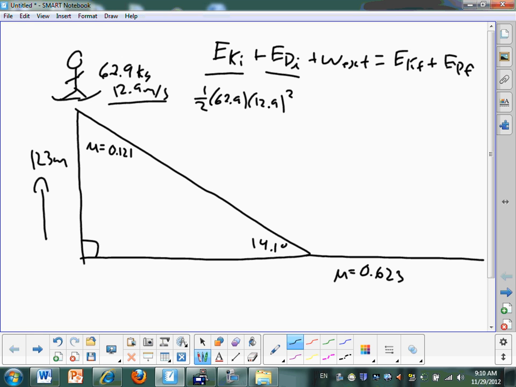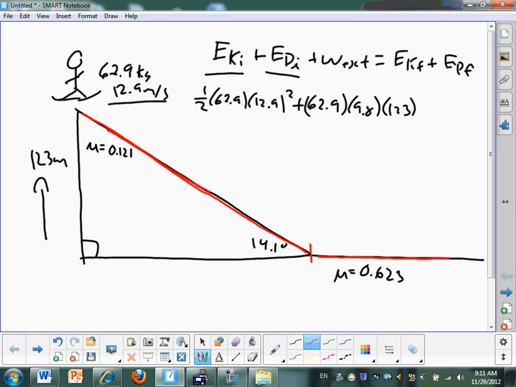What energy does he have due to height? He's got mass times 9.8 times his height of 123 meters. Is there any work being done against him? Is there any friction? Yeah. He's got friction on this part, and he's got friction on that part. I'm just going to worry about this part to start with.